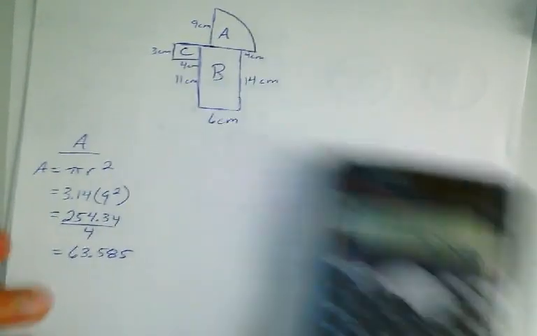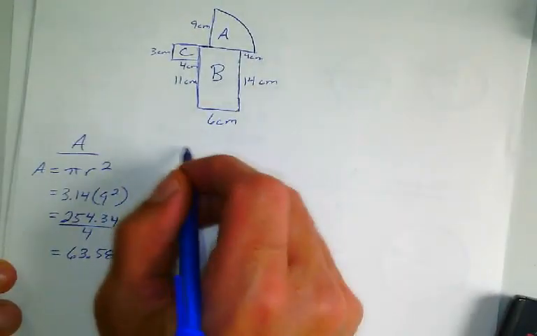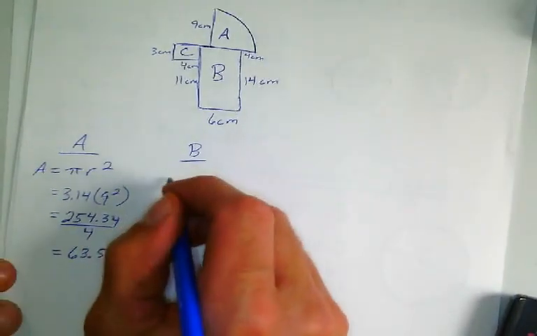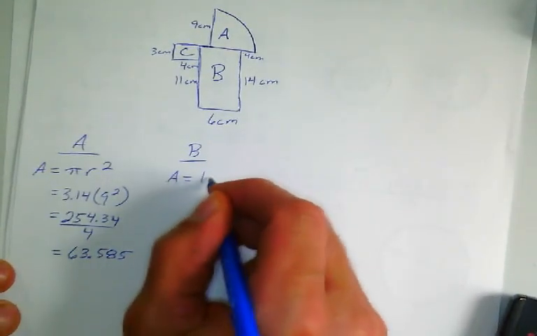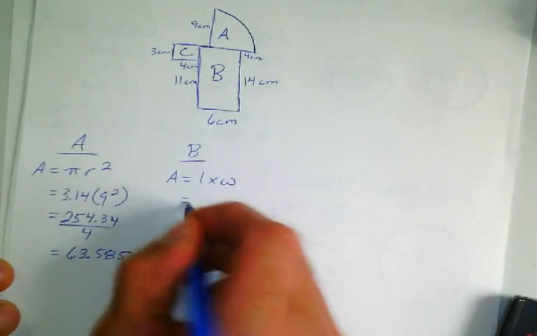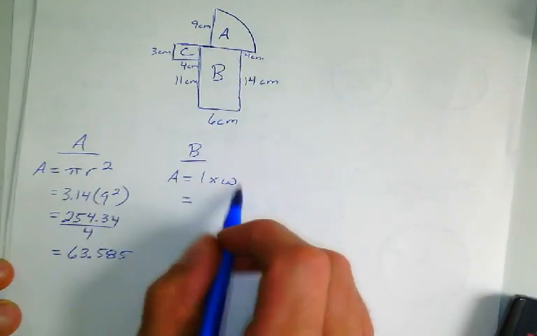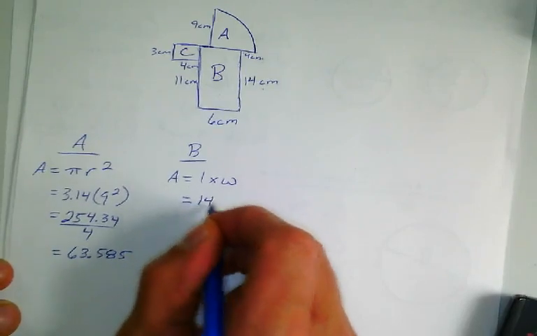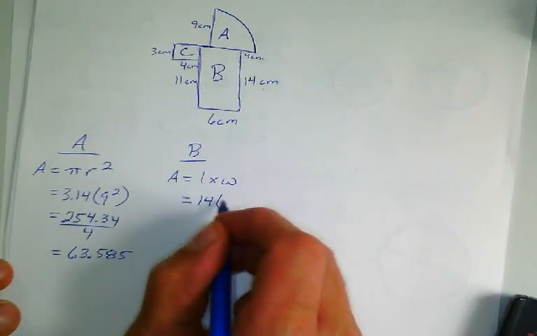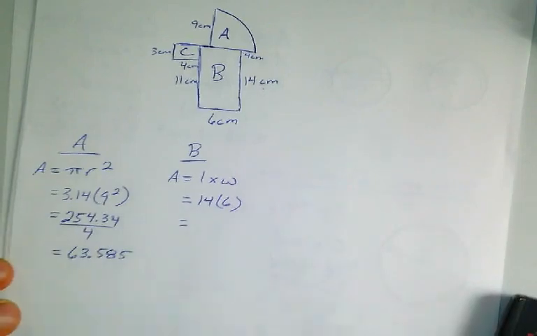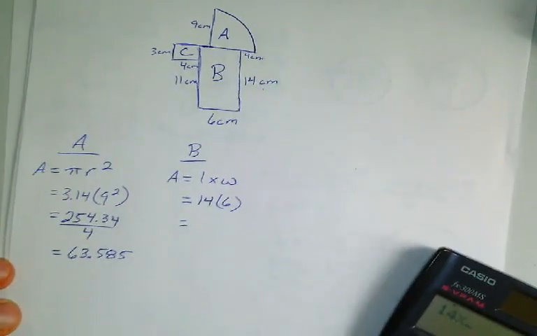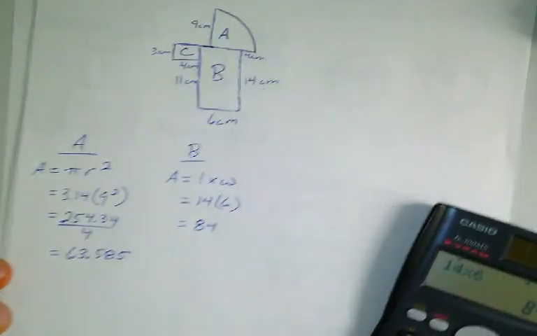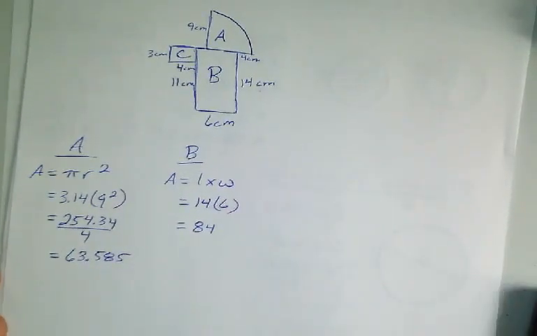I'm not done now. Let's move on to shape B. B is just a rectangle. The area of a rectangle is length times width. Always write your formula down and substitute what we know. The length of this rectangle is 14 centimeters and the width is 6. You multiply them together, 14 times 6, 84. That's the area, 84 square centimeters.